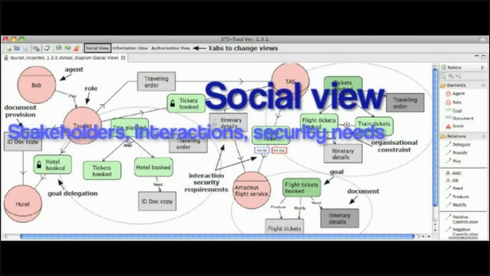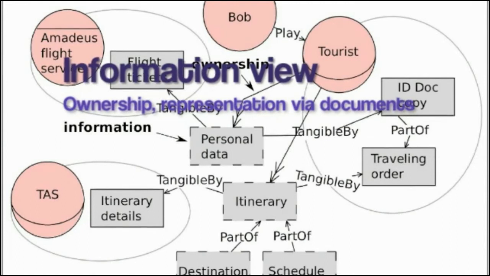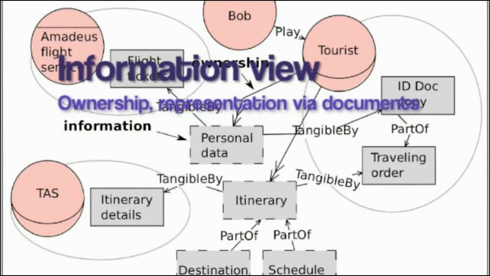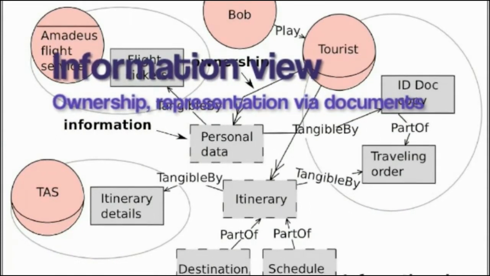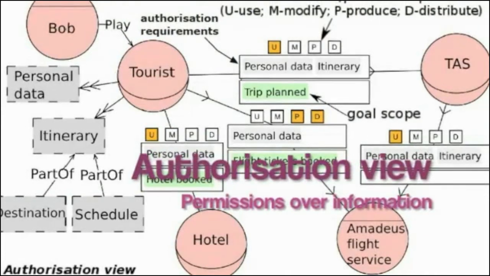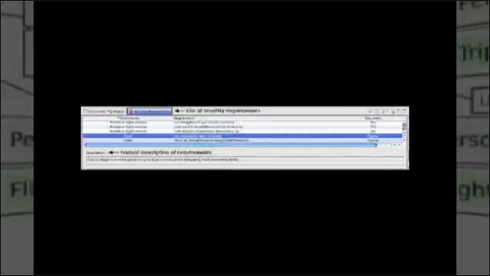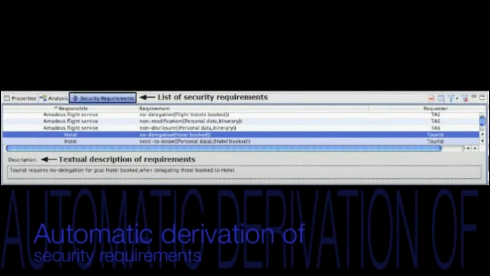and security needs in the social view, information ownership and information representation via documents in the information view, and finally, permissions over information in the authorization view. Once the modeling is done, STS tool allows the automatic derivation of security requirements.